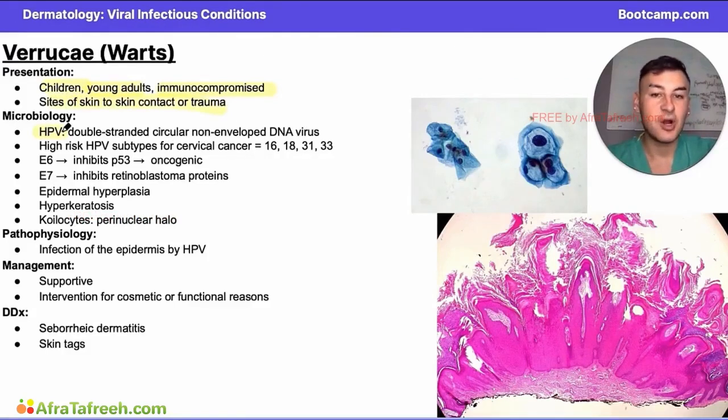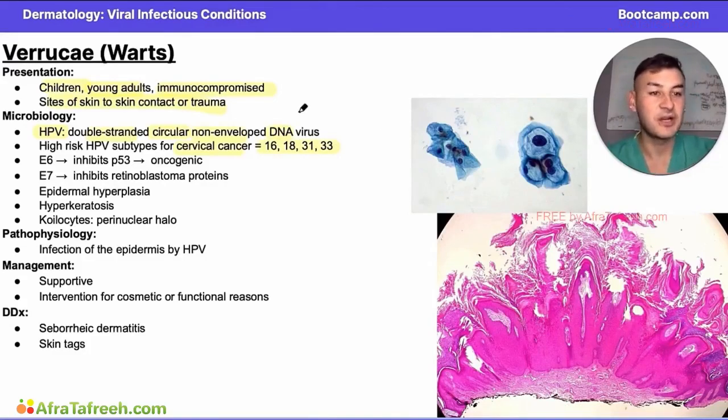Now, there are a lot of different types of HPV, but they are all going to be double-stranded, circular, non-enveloped DNA viruses. Important facts about HPV: there are some high-risk subtypes that can cause cervical cancer that are important to know. They're not exactly derm-related, but they're highly tested on step 1. That's going to be forms 16, 18, 31, and 33.